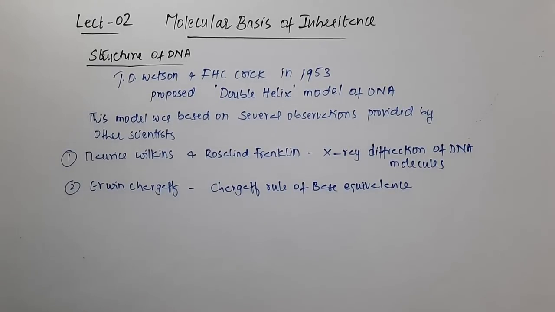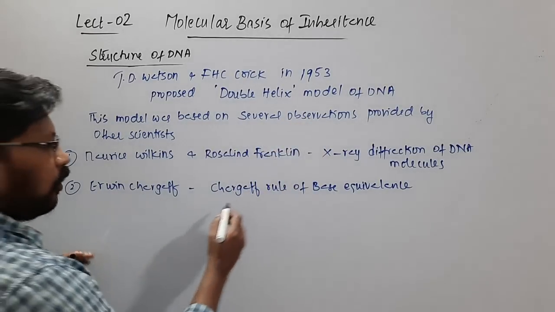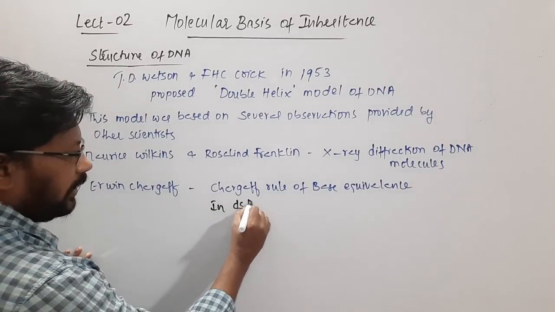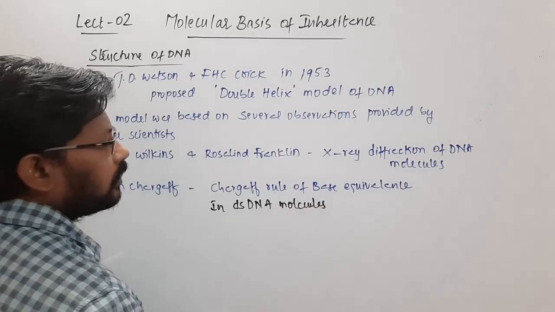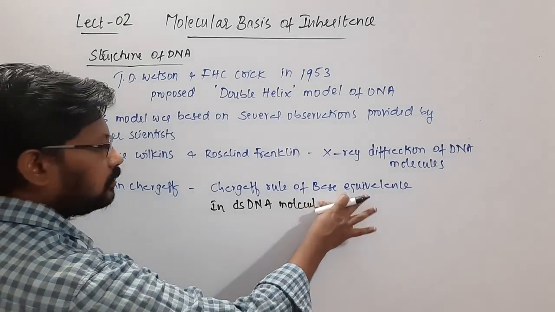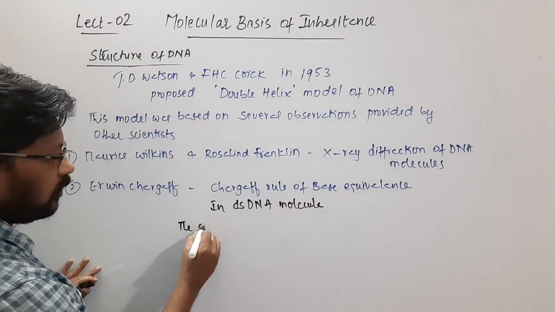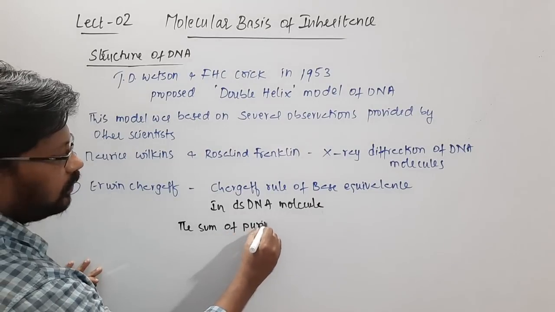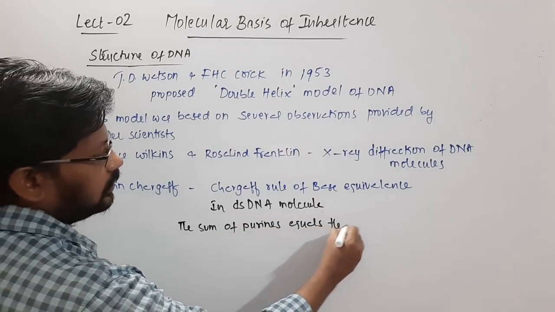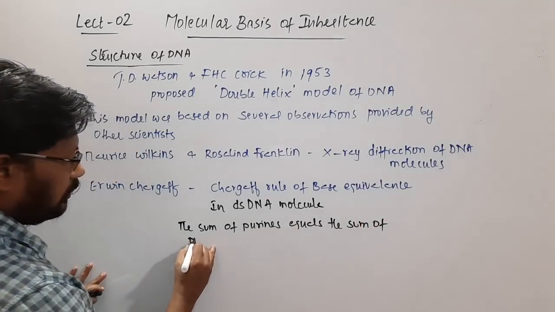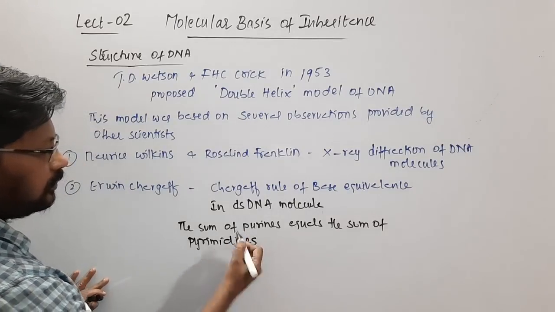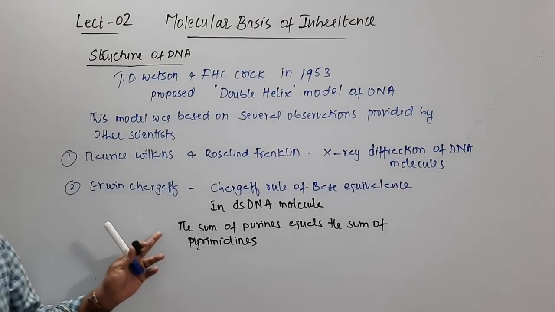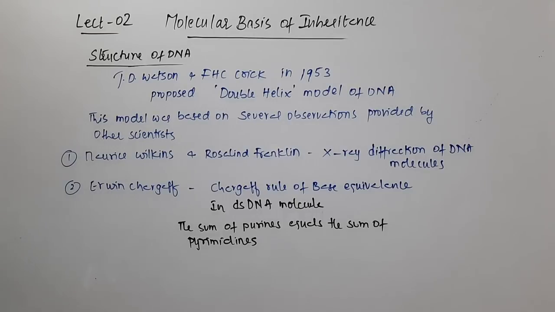Let's see what Chargaff has given, right? He told that in a DNA molecule, that is, in a double-stranded DNA molecule, the sum of purines equals the sum of pyrimidines. So this is the statement he mentioned: the sum of purines equals the sum of pyrimidines.